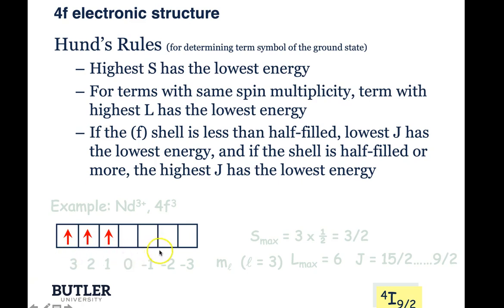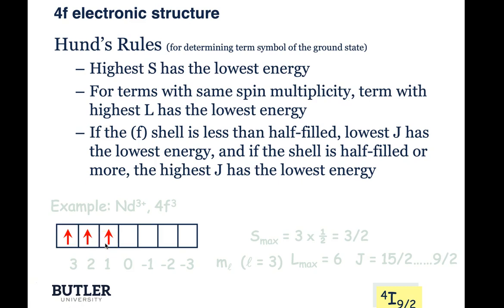Now we have the boxes with all of the m sub l's. So our S, let's do our spin multiplicity first. So the largest spin multiplicity would be all spin up or all spin down, because this would just be an absolute value. So if they're all spin up with 3 times the 1/2 m sub s, this gives you 3 halves. And so that's represented here. And so that would be our highest S.